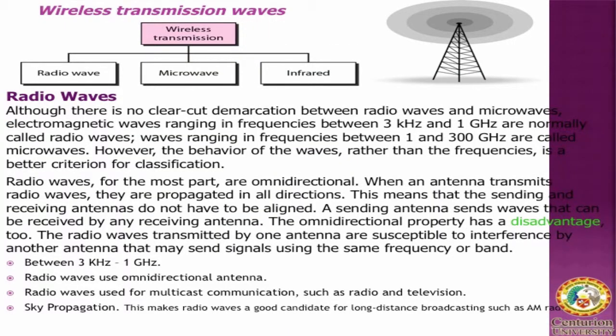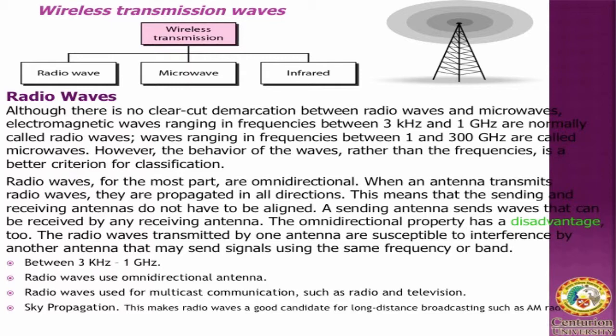So this is the category of medium, that is radio wave, microwave and infrared. Up to now we haven't used light sources for transmitting data in air. For transmitting data in air, we now deal with these three categories: radio wave, microwave and infrared.